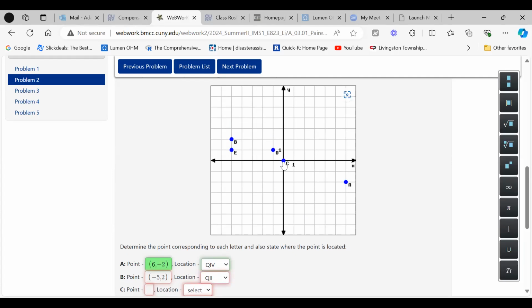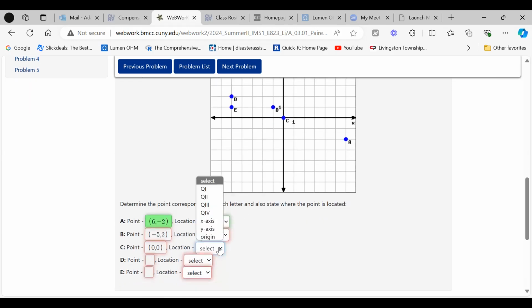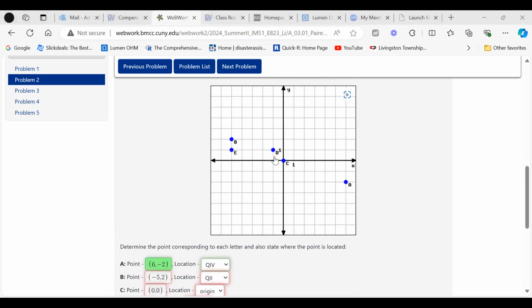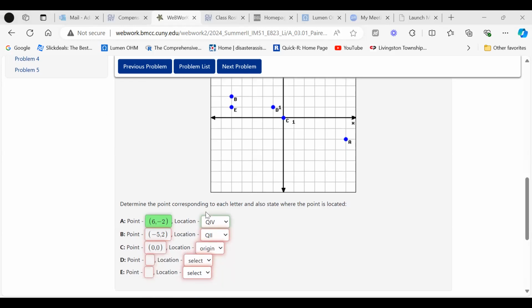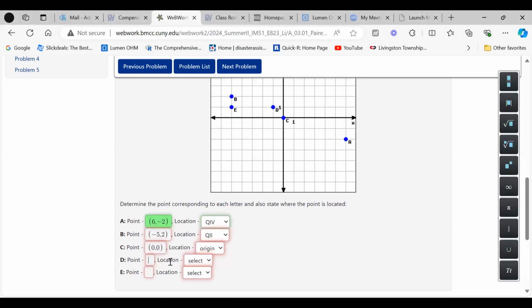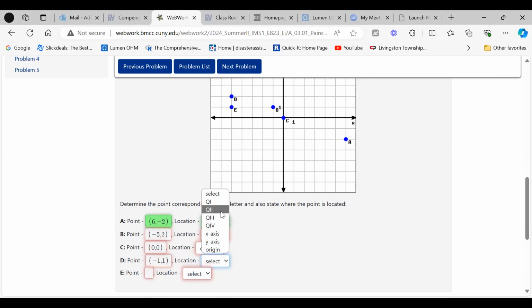0, 0. Yes, very good. 0, 0. Which location? Origin. Origin, great job. How about point D? Maya? -1 and then +1. Great. And which quadrant is that? That's in the second. Yep, very good. Quadrant number 2, second quadrant.